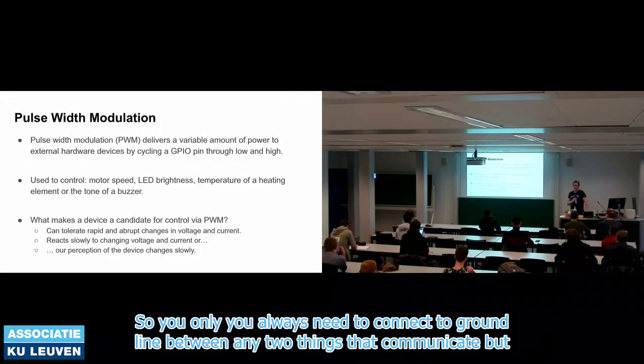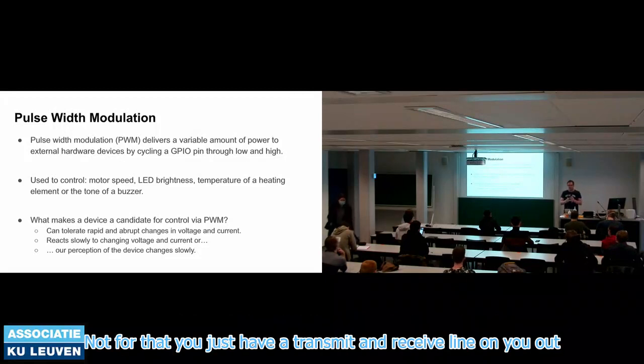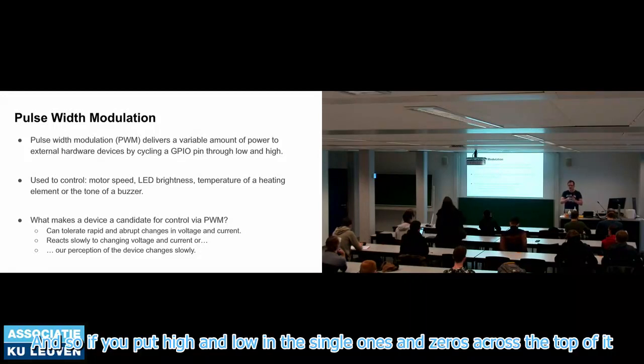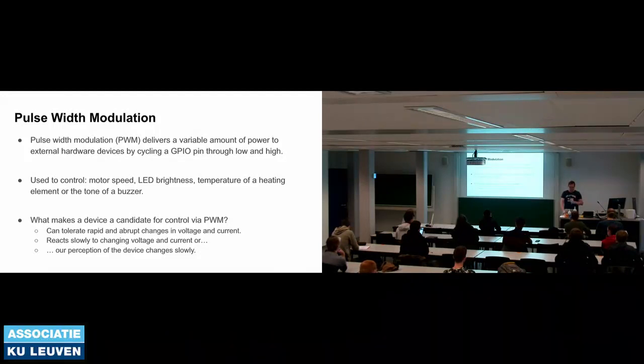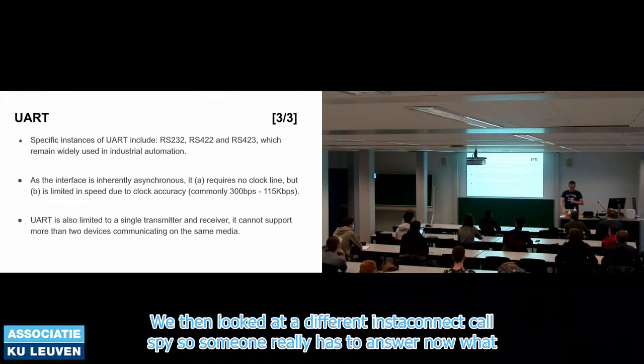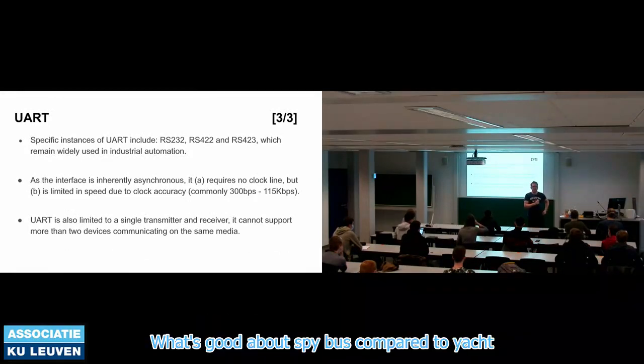So you always need to connect a ground line between any two things that communicate. But apart from that, you just have a transmit and receive line on UART. You've agreed some timings. And so if you pull it high and put it low, you can signal ones and zeros across it. We then looked at a different interconnect called SPI. So someone really has to answer now. What was good about SPI bus compared to UART?